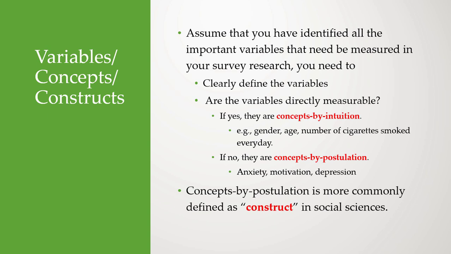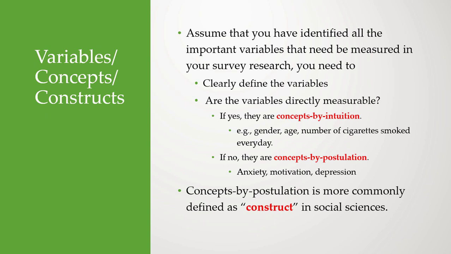Armed with clear definitions, you will be able to classify all variables on the list into two types. One is the so-called concepts by intuition. The other is the concepts by postulation. Concepts by intuition are those variables that are part of common knowledge and can be directly measured. For example, I would like to gather information about student gender. I could ask them to self-identify as male, female, or other type.